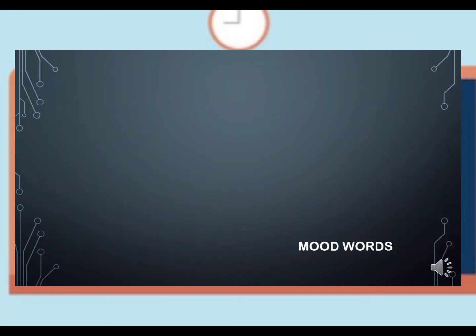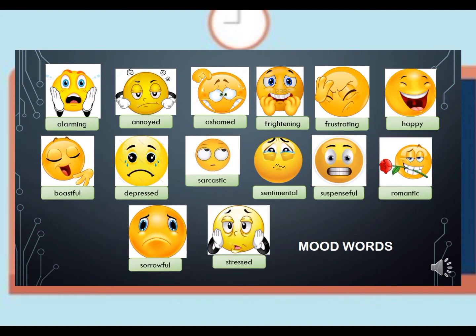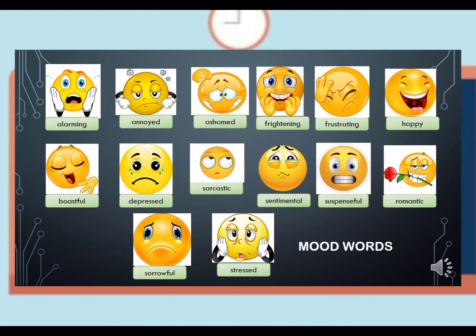And these are the mood words represented by an emoji: alarming, annoyed, ashamed, frightening, frustrating, happy, boastful, depressed, sarcastic, sentimental, suspenseful, romantic, sorrowful, and stressed. Mood and tone words are very important because they help in creating the meaning of a story. To relate to the story, you also need to understand the purpose of the author for writing.